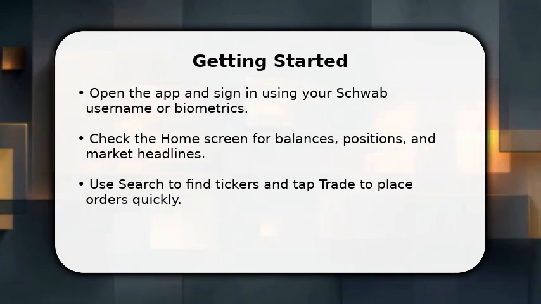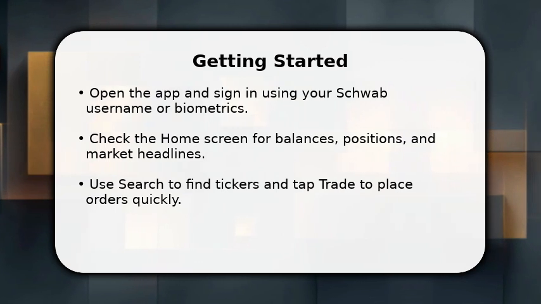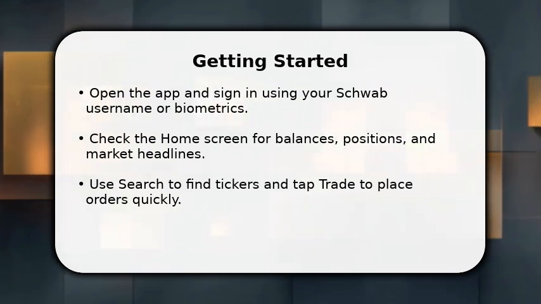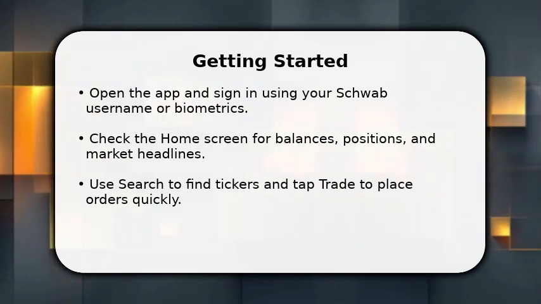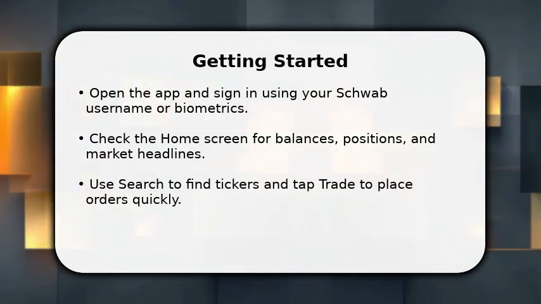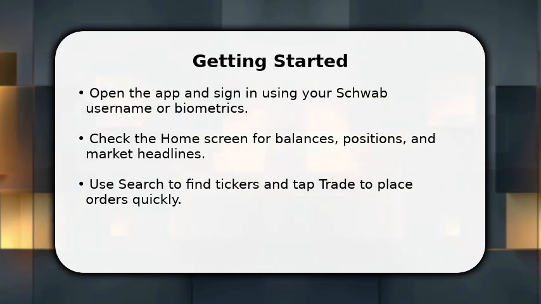Tap Accounts for transaction history and statements. Use Search to find tickers, then tap Trade to place orders. Enable biometrics for faster, secure access on your device. Customize alerts to stay informed.